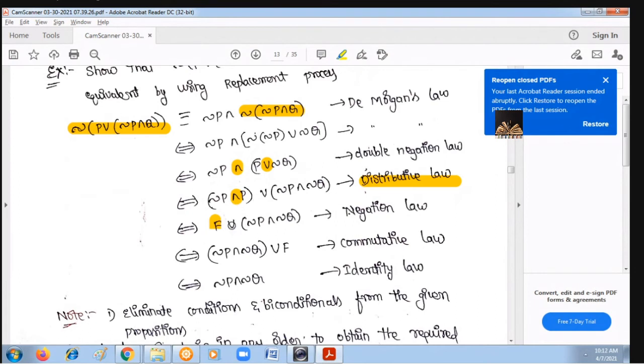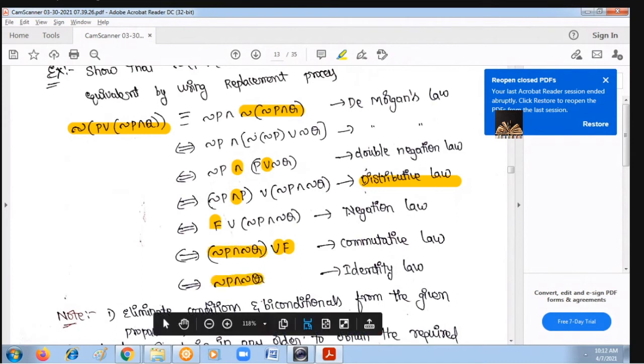So false or negation P and negation Q. This is an OR symbol, so if at least one value is true, the result will be true. As one value is false here, the result always depends on the second value. So the result will be negation P and negation Q, which is your required answer. So by taking the LHS and deriving the RHS using the replacement laws, this is the logical replacement process.